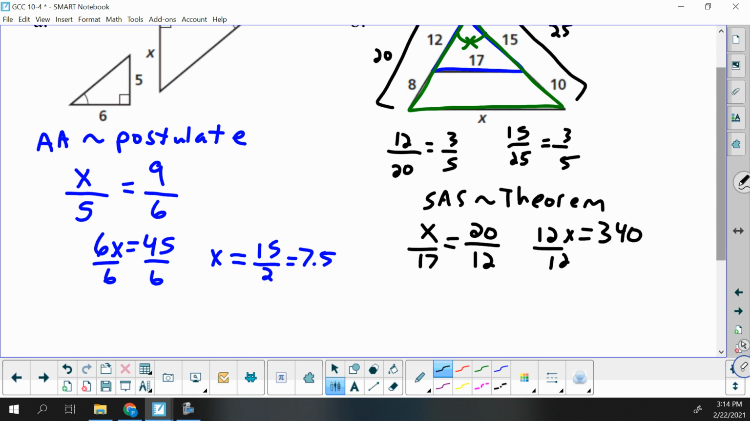We can divide both sides by 12. And when you divide that, it doesn't come out nice, so we want to make sure to leave it as a fraction so it's in exact form. So that's x is going to be 85 thirds.